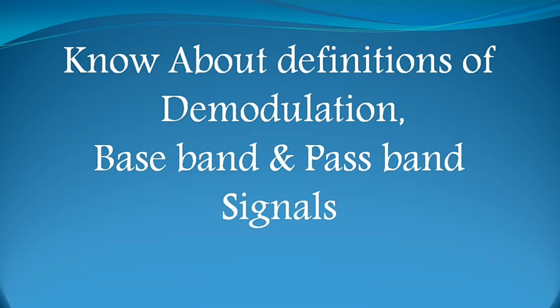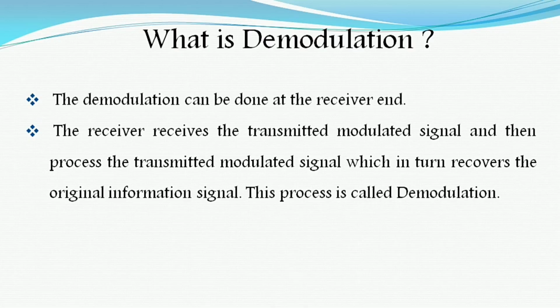Here, this demodulation is nothing but the opposite of modulation. Now, at the transmitter end, we have modulated the baseband signal, nothing but the information signal we have modulated, which means the low frequency information signal is converted to a high frequency information signal. That is nothing but indirectly the modulation process.